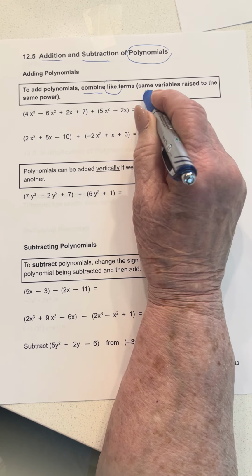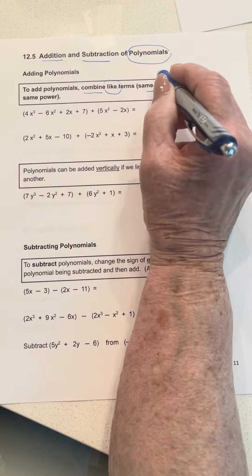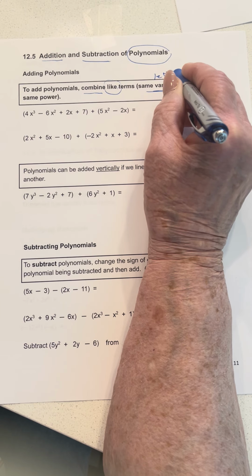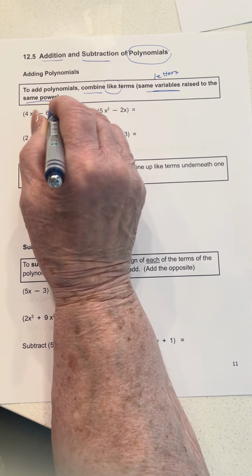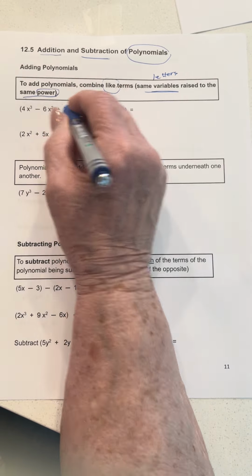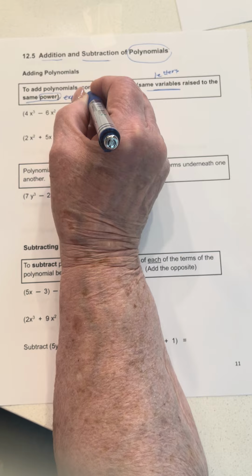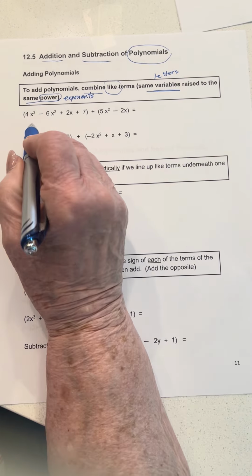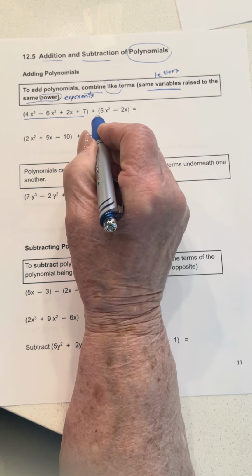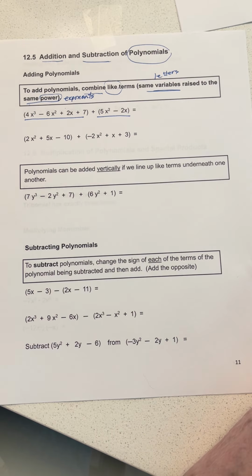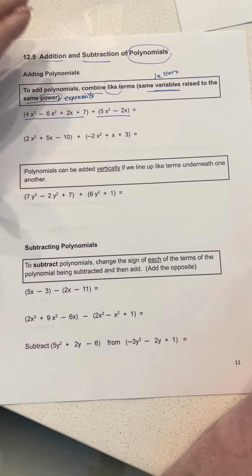That means they have the same variable or the same letters raised to the same power. So they're going to have the same letters and the same exponents. So if we want to add this polynomial to this polynomial, we have to look for like terms. And probably the easiest way to work this is to set this up with one like term above another like term. That's, I think, the easiest way.